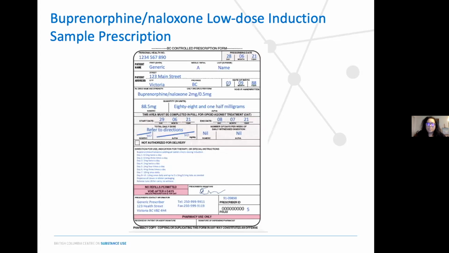The next one is a little bit more complicated, where there's a low dose induction sample prescription. And you can see it's really tiny here in terms of the instructions, but some folks can write really well too, and they do handwrite certain things. What's really important here is what happens in a missed dose. If we're on day 3, for example, what do we need to do to support the patient in a pharmacy environment?